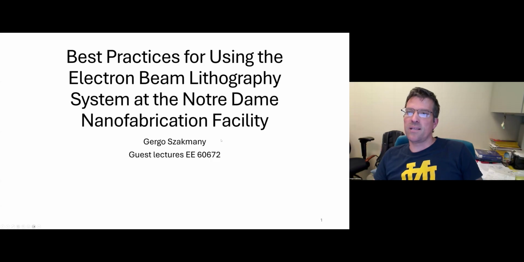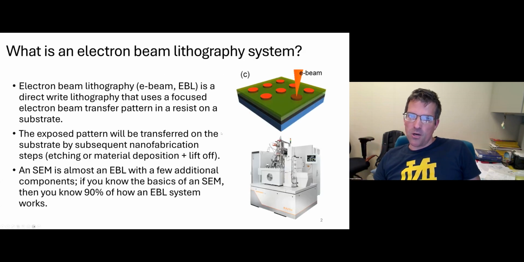So I'm going to talk about some best practices for using the electron beam lithography system here at the Notre Dame Nanofabrication facility. So Professor Bernstein already introduced to you the electron beam lithography system. It's a direct write lithography that uses a focused electron beam to transfer a pattern into a resist, and then to transfer this pattern later onto a substrate, either by metal deposition or etching into the subsequent substrate.